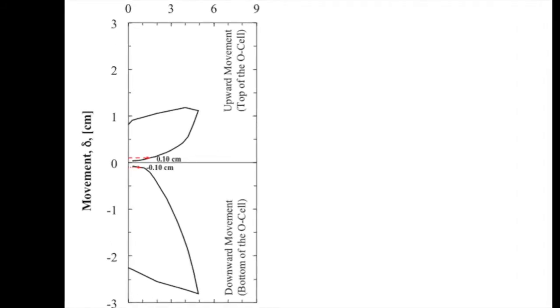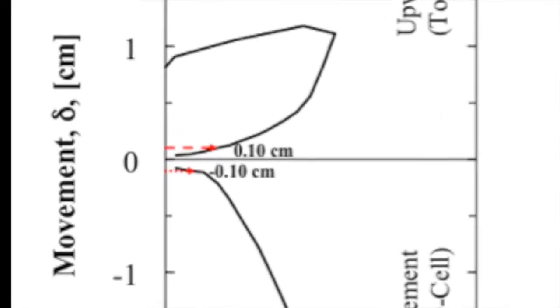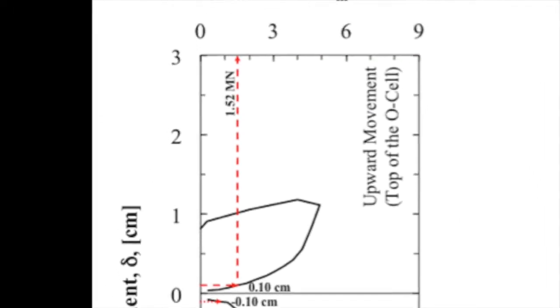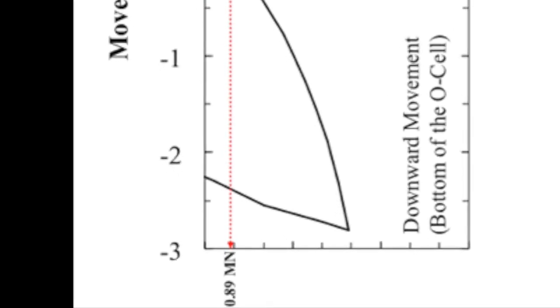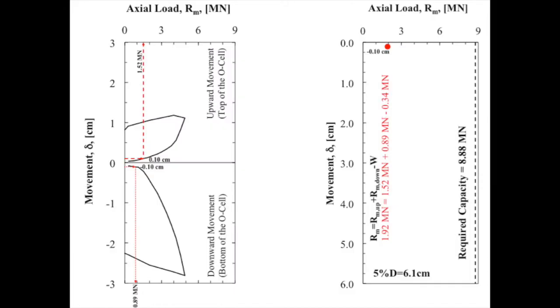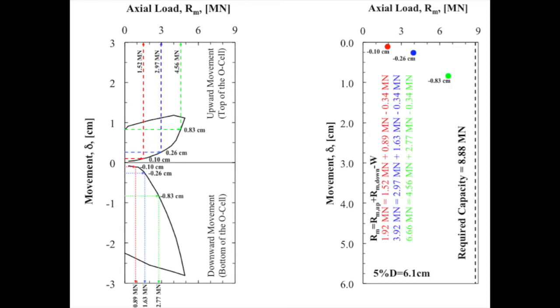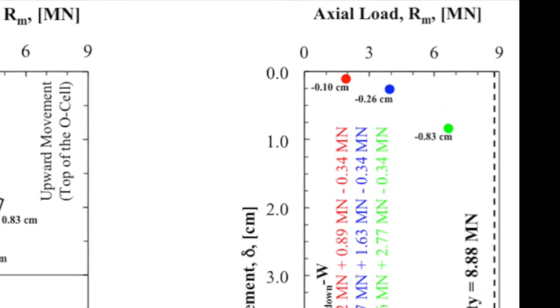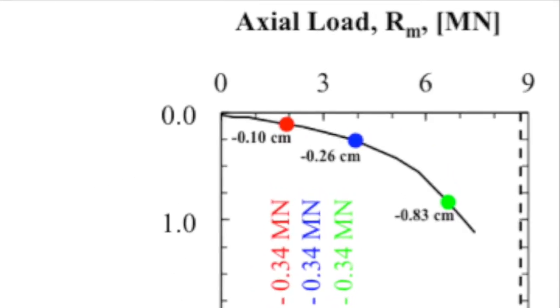Mutual amounts of movement in the upward and downward directions were then selected, 0.10 centimeters in this example, and the respective upward and downward measured loads at this amount of movement were added together to determine the equivalent top-down load. This process was then repeated at various amounts of movement, for example 0.26 centimeters and 0.83 centimeters as shown here, and the top-down curve was developed. This top-down curve should also take into account the elastic compression of the drilled shaft foundation and the weight of the foundation above the O-cell.